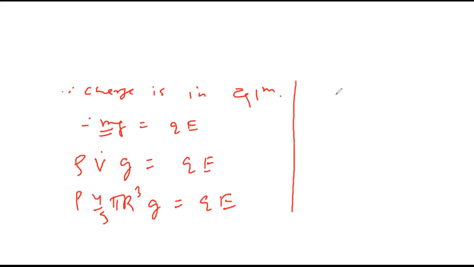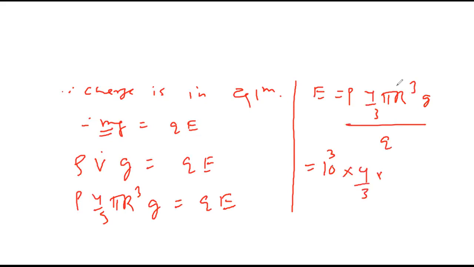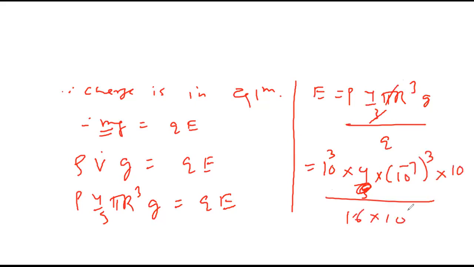Therefore, E is density into volume, 4 by 3 pi r cube into G upon Q. What is rho of water in SI unit? 10 raised to 3. Correct? Yes, sir. 4 by 3 pi and this I can roughly cancel. So, ये 3 गया. R is 10 raised to minus 7 cube. G is given, 1.6 into 10 raised to minus 19.